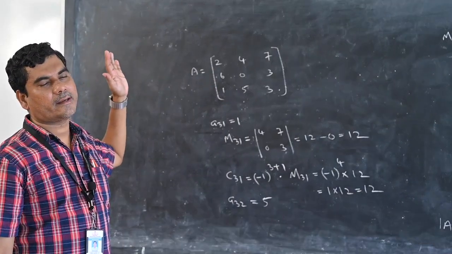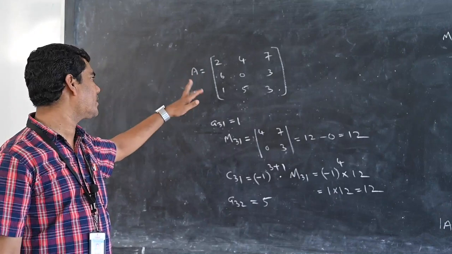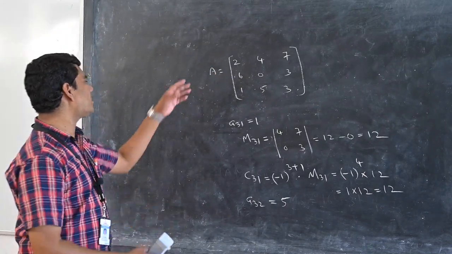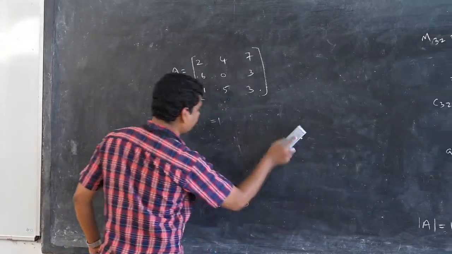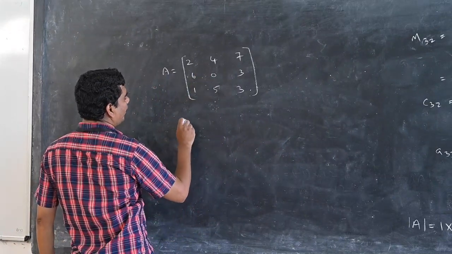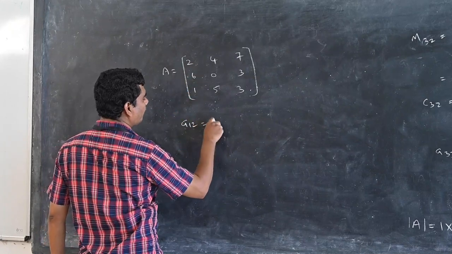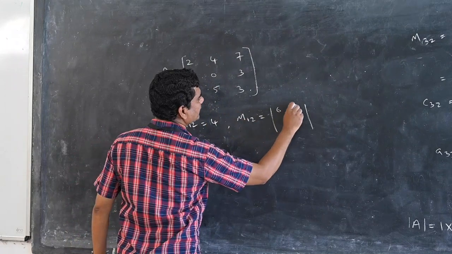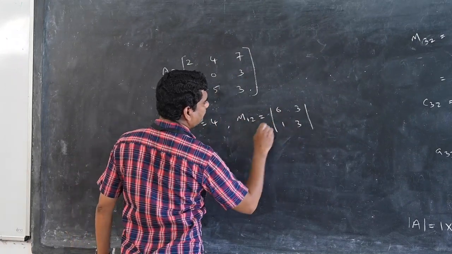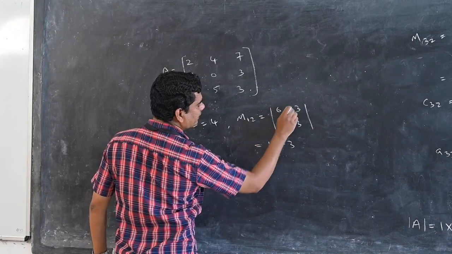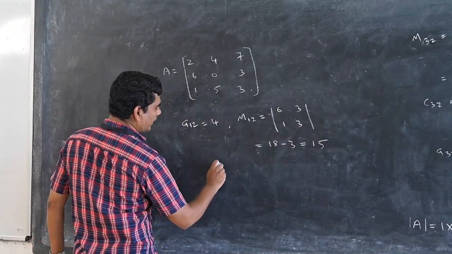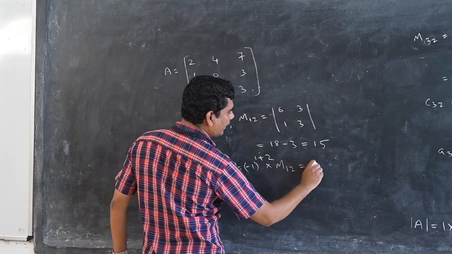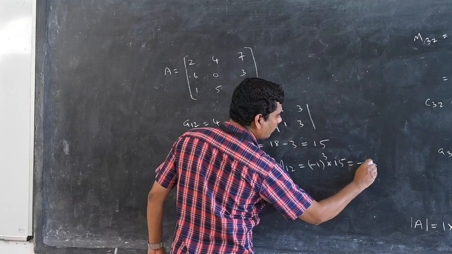Now, I find the determinant of this matrix using a column and its cofactors. For example, I take the second column: 4, 0, 5. This is A12, in the first row, second column. A12 is equal to 4. Its minor M12 is the determinant after deleting the row and column containing this 4: 6, 3, 1, 3, which is 18 minus 3. That is 6 into 3 minus 1 into 3, which is equal to 15. The cofactor C12 is minus 1 raised to 1 plus 2 into M12. It is minus 1 cubed into 15, which is equal to minus 15.